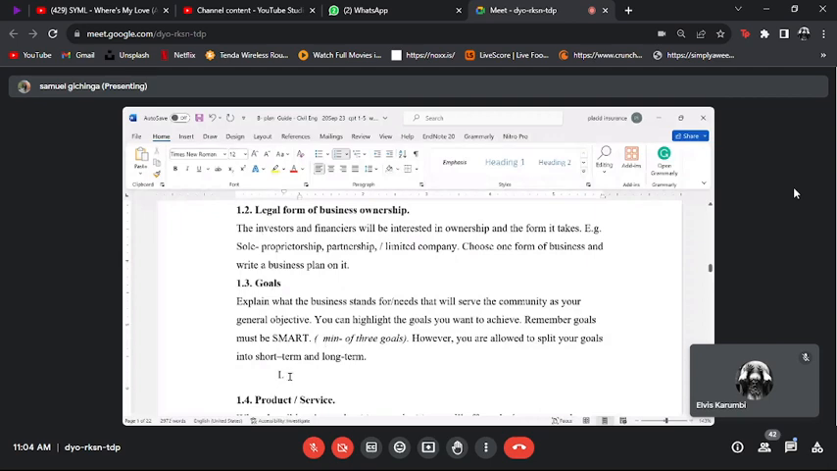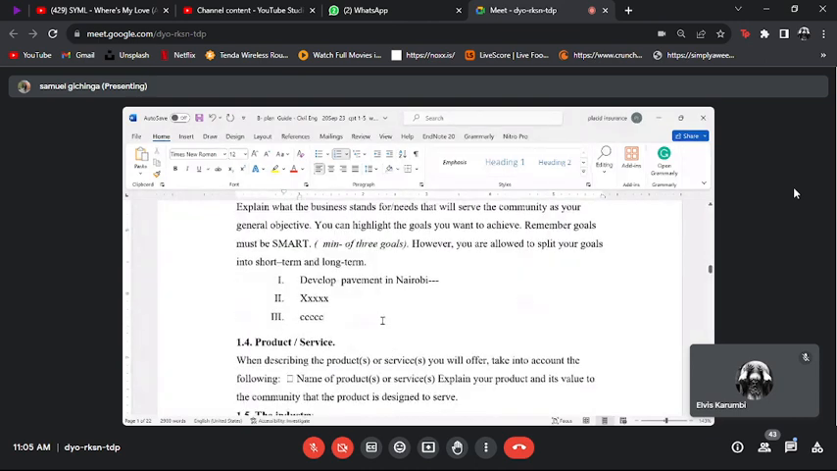So you can say Roman 1, my goal, first of all, is to develop pavement in Nairobi. The way I said it before, in Nairobi, and it becomes specific. I just wanted to show what I mean by having Roman number one, Roman number two. So you also indicate for the others what you want to do, and then you do the Roman three. So that's what I expect to see under this particular level.